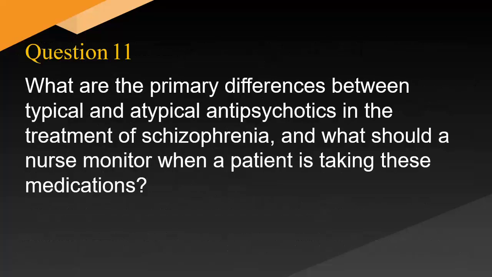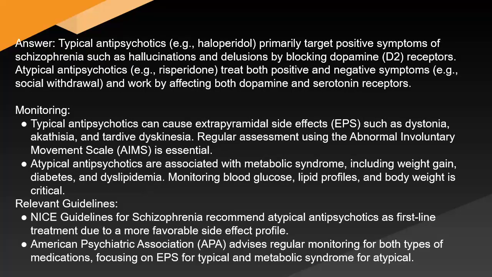What are the primary differences between typical and atypical antipsychotics in the treatment of schizophrenia, and what should the nurse monitor when a patient is taking these medications? Answer: typical antipsychotics, e.g., haloperidol, primarily target positive symptoms of schizophrenia such as hallucinations and delusions by blocking dopamine D2 receptors. Atypical antipsychotics, e.g., risperidone, treat both positive and negative symptoms, e.g., social withdrawal, and work by affecting both dopamine and serotonin receptors.